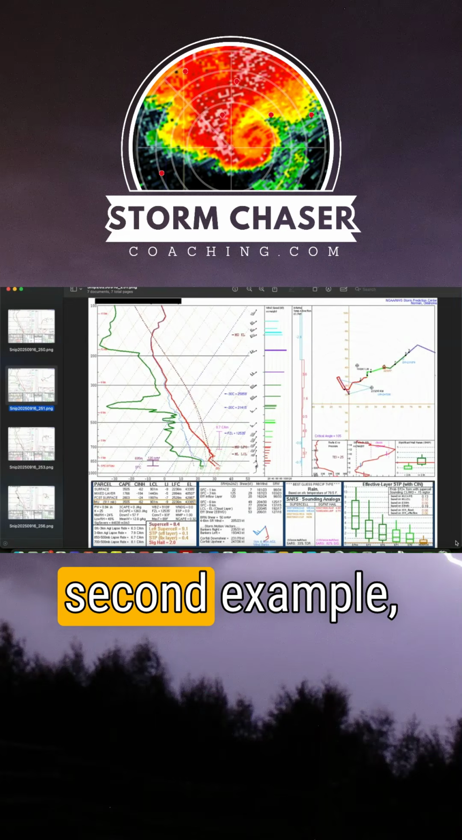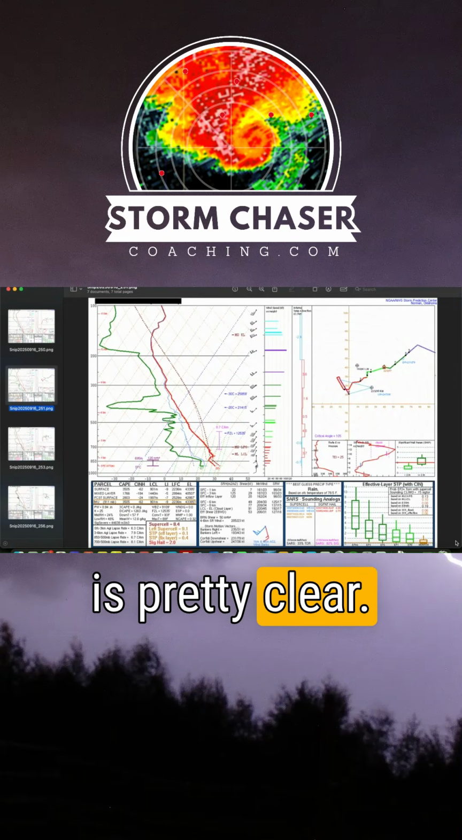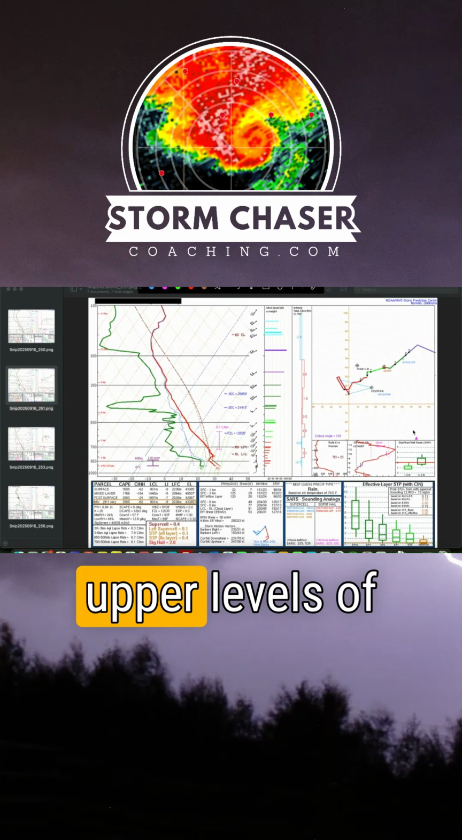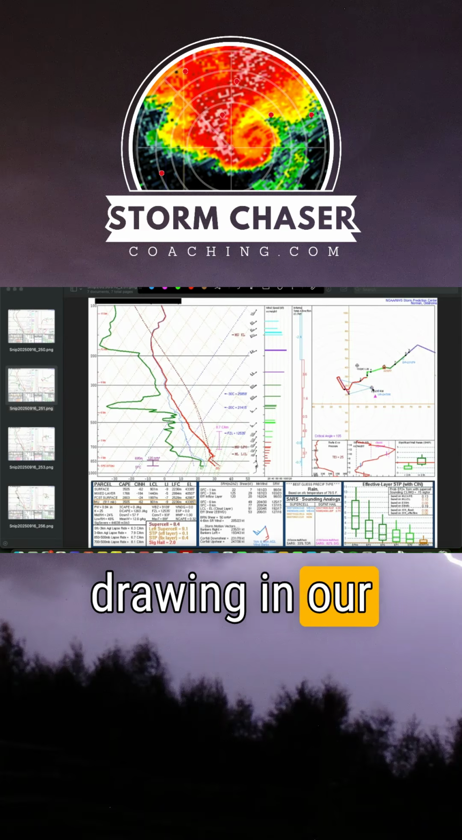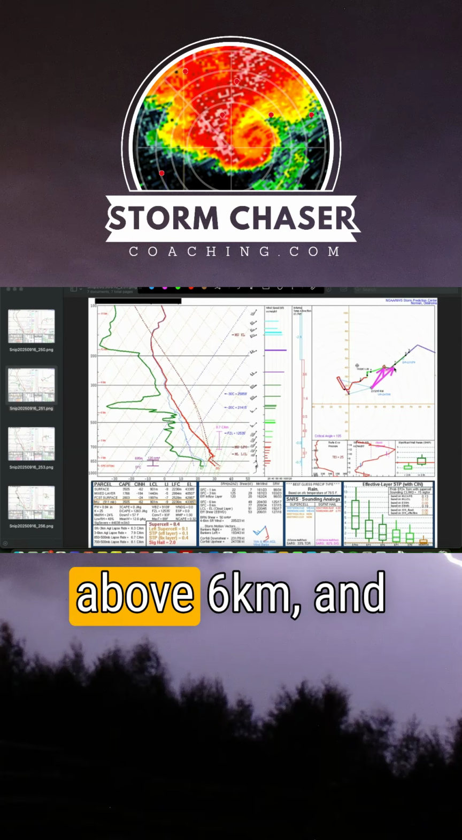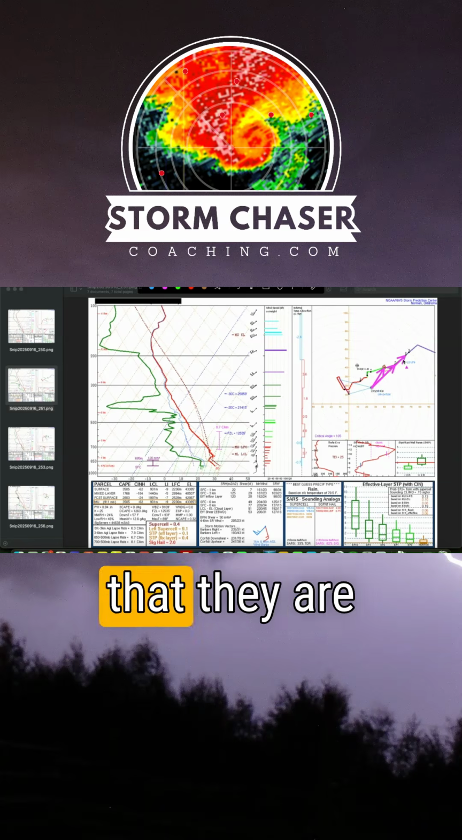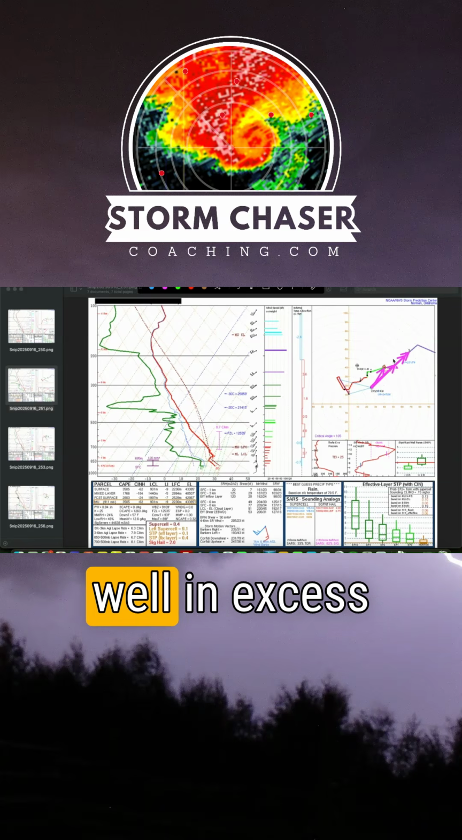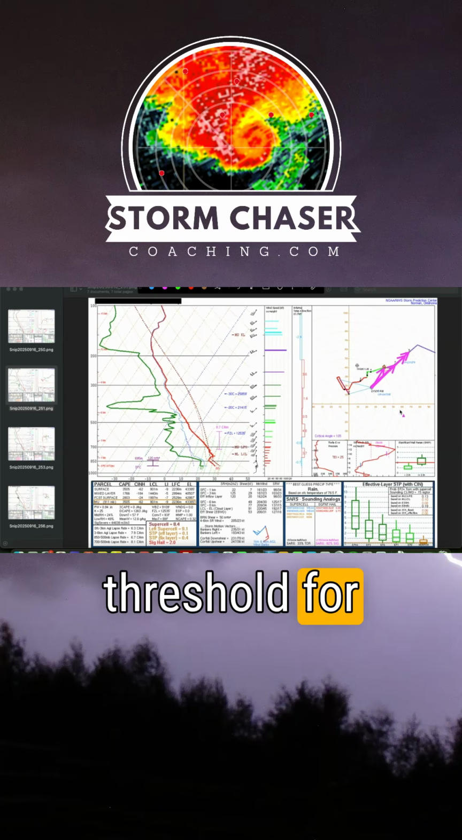Moving on to our second example, and this one is pretty clear. You'll notice we have a very elongated hodograph in the mid and upper levels of the atmosphere, drawing in our storm relative wind vectors above 6 kilometers, and you can see that they are quite lengthy, especially that 8 and 9 kilometer vector, well in excess of that 40 knot threshold for LP supercells.